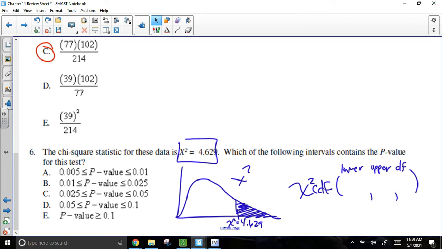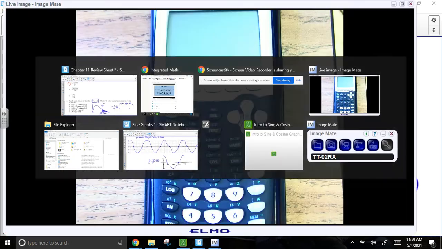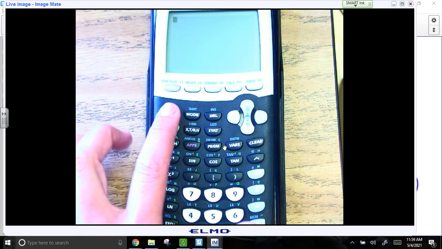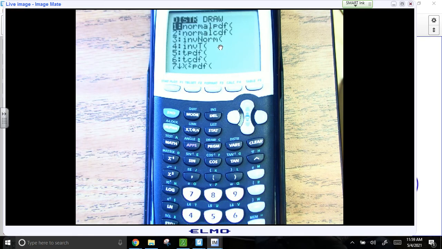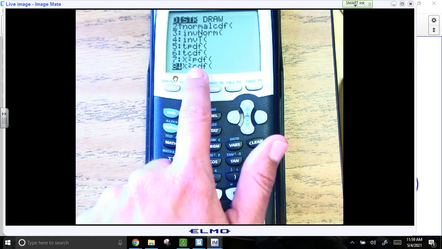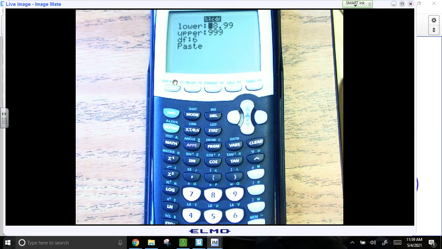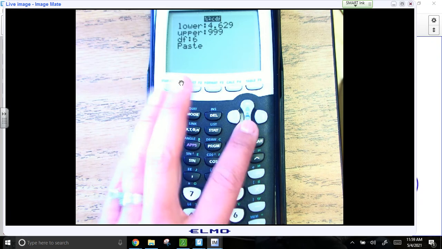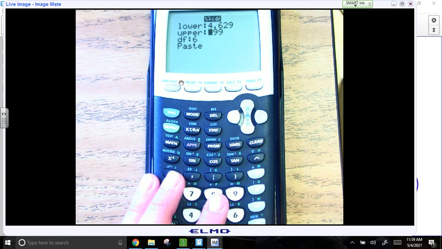So let's go ahead and take a look at my calculator so I can refresh your memory how to do this. Because we're looking at a chi-squared distribution, you want to go to that distribution button. So I'm going to say second distribution. You're going to want to scroll down all the way to option 8, not 7. You want 8, chi-squared CDF. Now, if you have the new calculators, you're going to type in the information that they gave you here, 4.629. And then the upper bound is just a really big number, like 999.